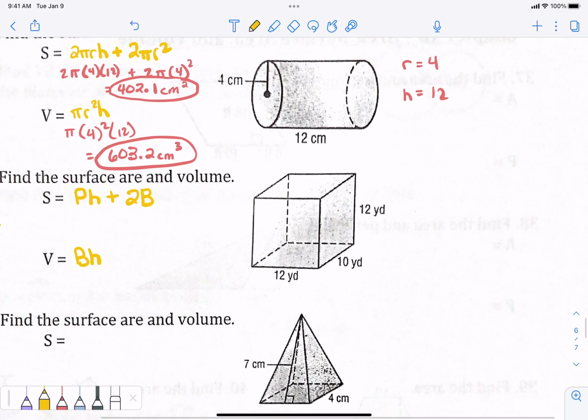Okay. What are we calling the base for this? The bottom? The front? What do you want to do? The bottom is the base? Okay. So I'm going to shade the bottom so that we know that that's the base.